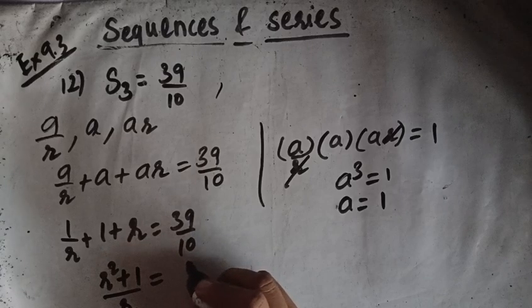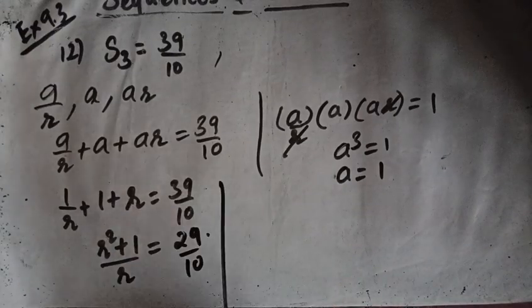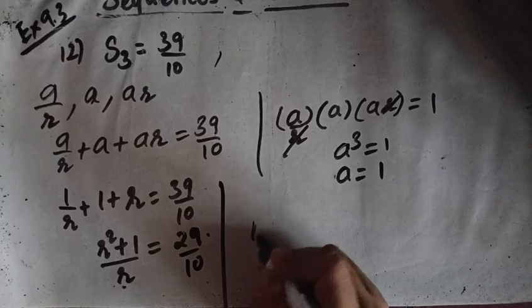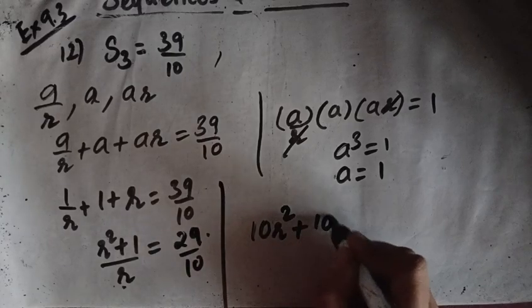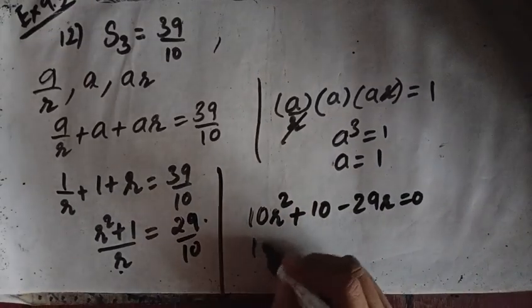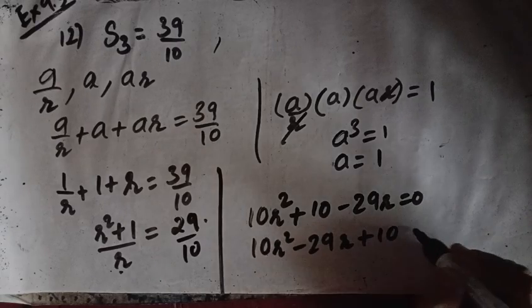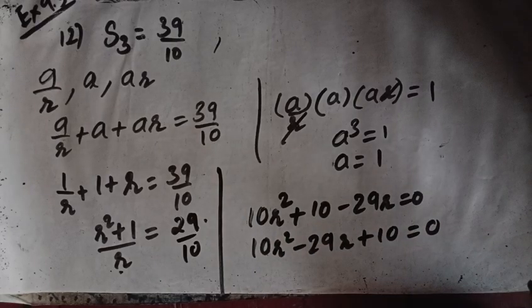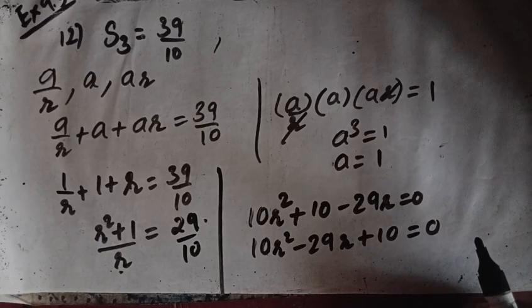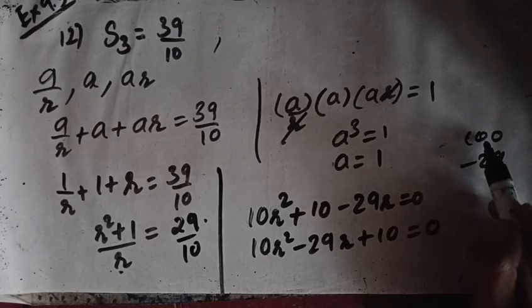39 minus 1, so this is 29 upon 10. So r multiplies here. So we'll get 10r square plus 10 minus 29r equal to 0. Okay, so we can find the roots. So this is 100 and minus 29. So 25 and 4.